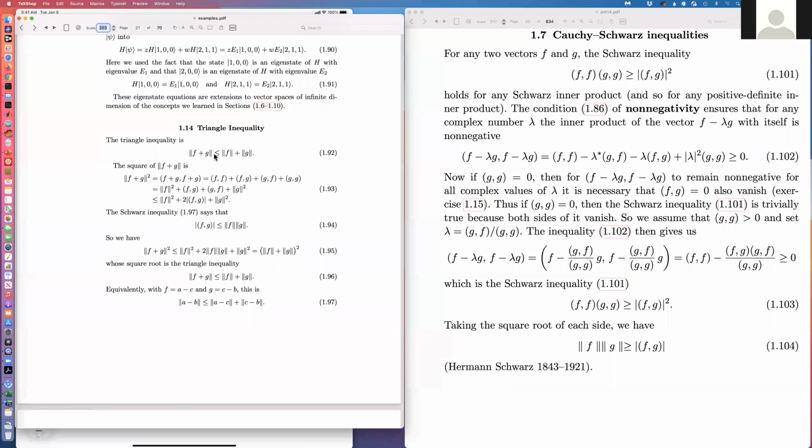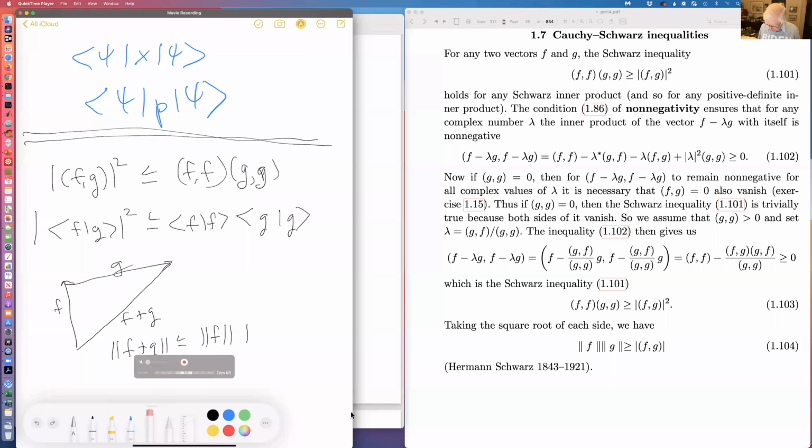Could you bring the board up for us? What's that? In other words, the norm of f plus g is less than or equal to the norm of f plus. So here I need to. Dr. Cahill, your board isn't showing. Damn it, you're right, sorry.